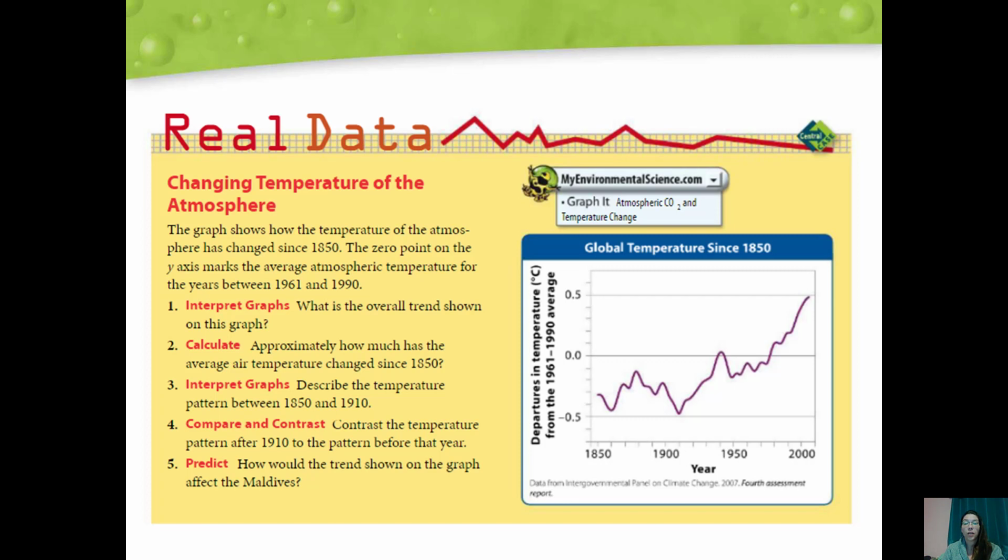So, number 1, interpret graphs. What is the overall trend shown on this graph? Well, when we look at a trend on a graph like this, if you take a ruler and you set it on one edge and then you line it up on the other edge, if it's increasing in this direction, you would say the trend is increasing. If your ruler, when you set it here, your other endpoint was down here, we would consider that decreasing. But clearly, we can see an increasing trend.